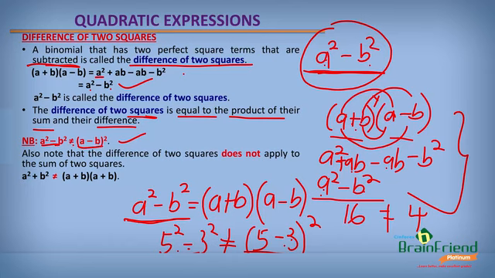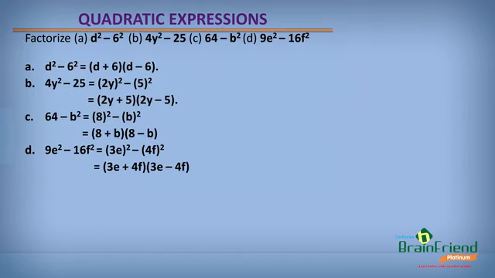(a minus b) all squared. We also have to note that the difference of 2 squares does not apply to the sum of 2 squares. So we cannot say a squared plus b squared is equal to (a plus b) times (a minus b). This is not correct. It only applies to the difference of 2 squares, that is a squared minus b squared. Now let's look at some examples here.